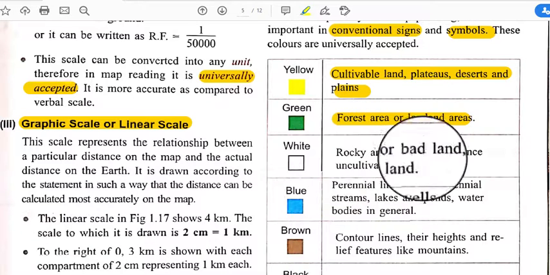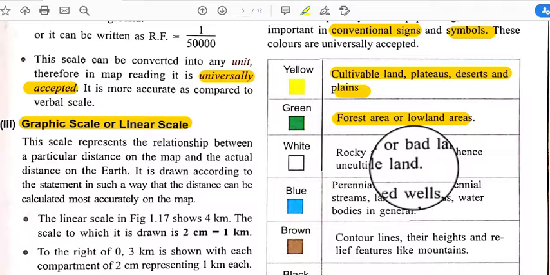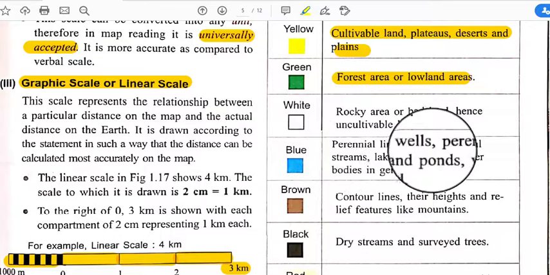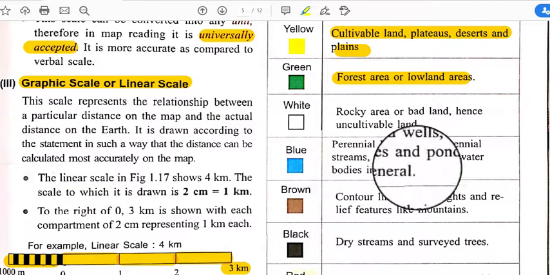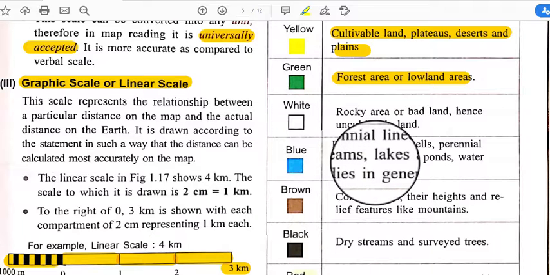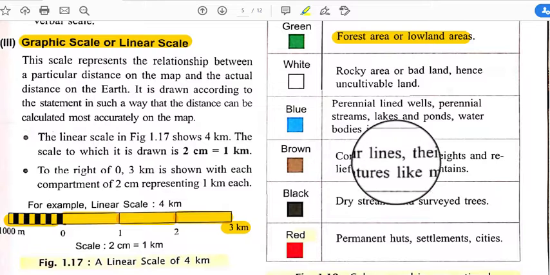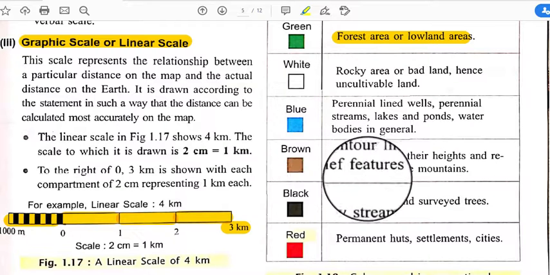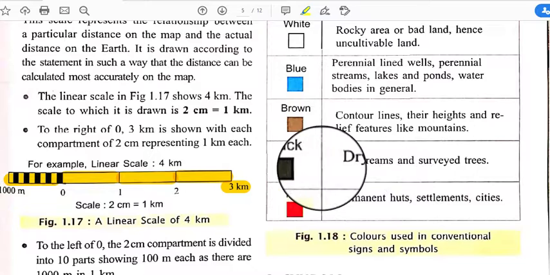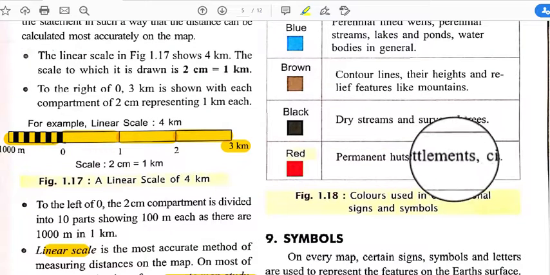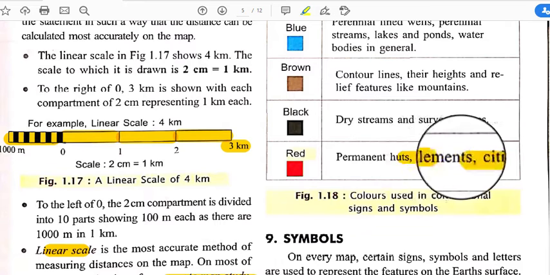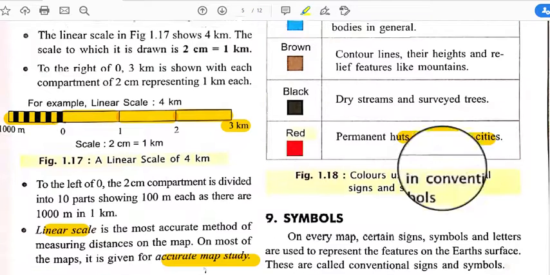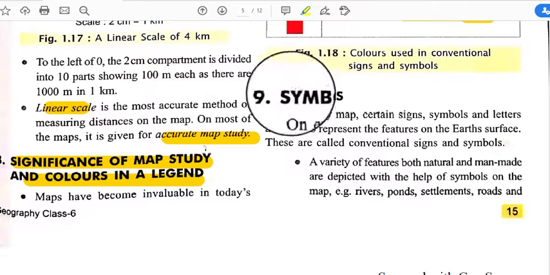Okay. And rocky area, badland or uncultivable land are shown in white color, and perennial rivers, perennial streams, lakes, ponds, all kinds of water bodies are shown in blue color, and contour lines, their height and relief, are in brown color, and dry streams, survey trees are in black color, and permanent huts, settlements, all kinds of houses and cities are depicted in red color. Okay. So next is symbols.